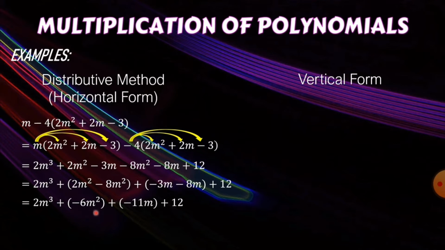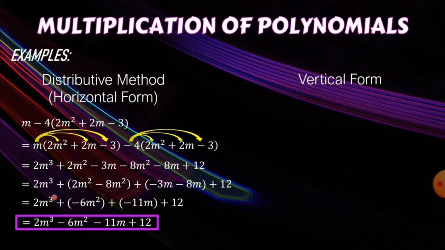Subtract kasi different yung sign nila. Then, si negative 3m at si negative 8m, so magiging negative 11m. Then, copy the common sign. So, simply add kasi they have the same sign. So, ito po yung resulta, yung final answer natin. So, since we cannot simplify all of them this time because they have different exponents. So, ito na po yung final answer.